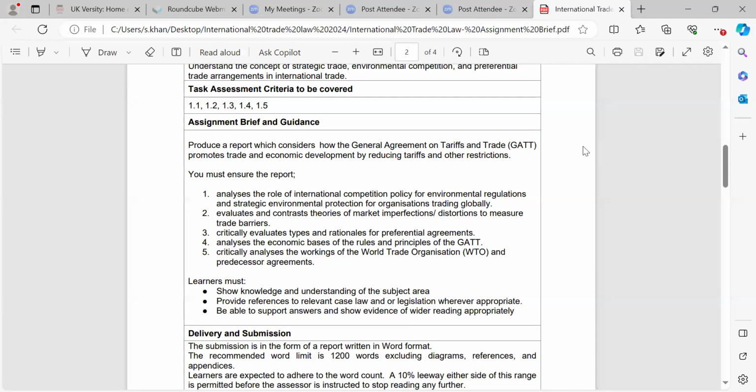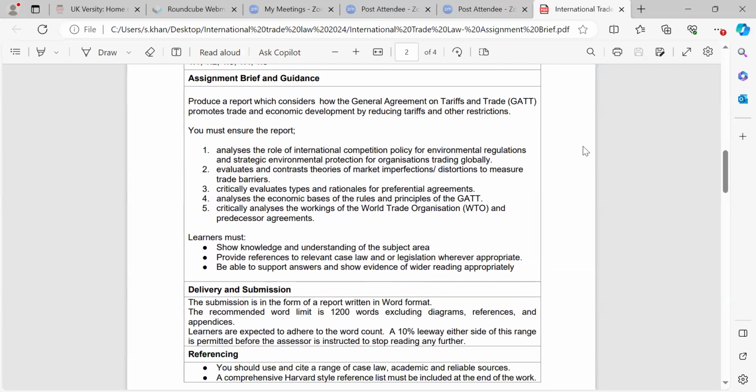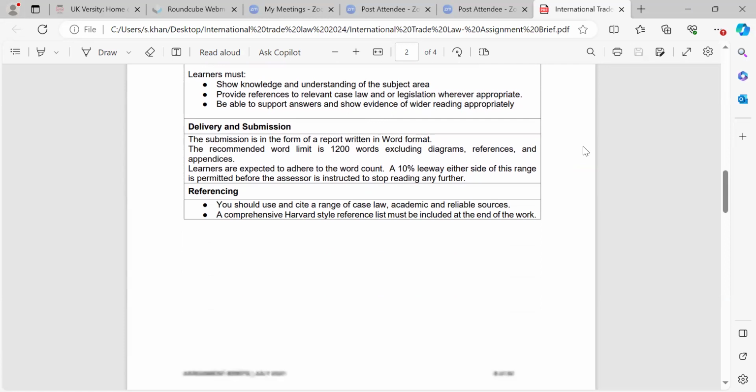So that is within task 1, okay? And you need to make sure it's 1,200 words and stick to the limit. And also you need to make sure that you are using referencing and your sources, citing your cases, but also using Harvard system for referencing.